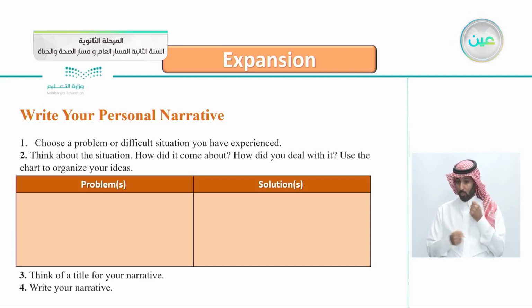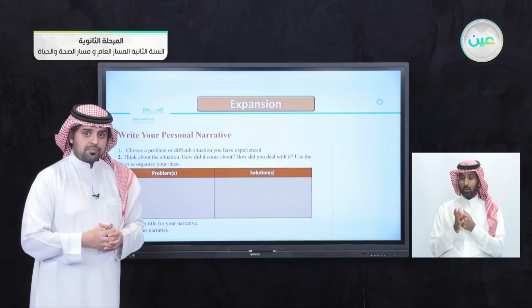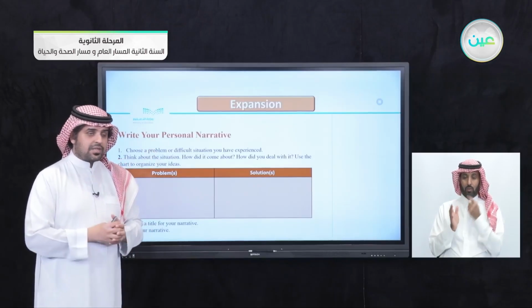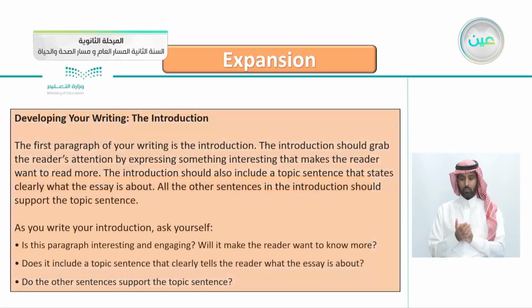What did you do to get out of this problem? Think of a title for your narrative. When you write your personal narrative, try to think of a title that fits what happened to you. Write your narrative. After you finish, write your narrative.